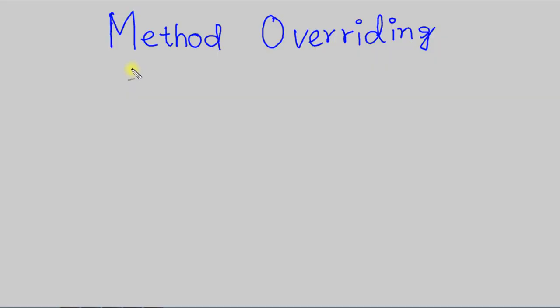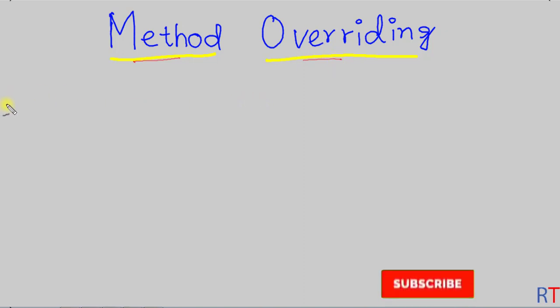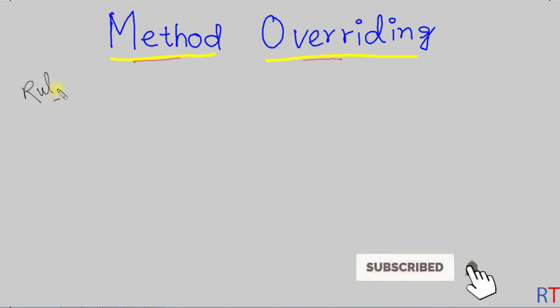Hey, what's up guys, in this video we're going to talk about method overriding in Java. Method overriding is the concept where the child class redefines the method that is already defined by the parent class. To have method overriding, there are a few rules that have to be followed.